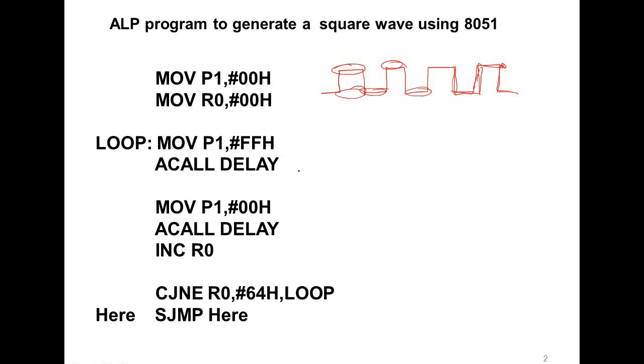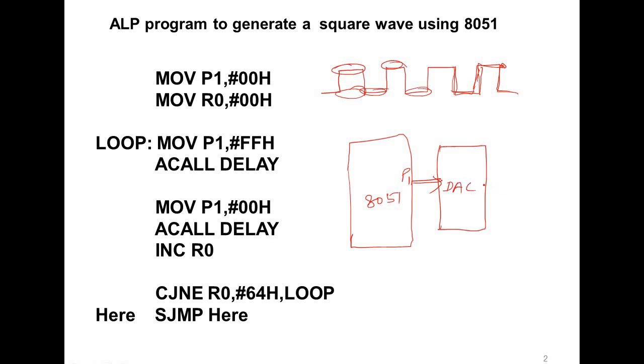First of all, we need to connect the DAC with the 8051. Which port can we choose? Any port, our wish. I am choosing port 1 here. In the program, I have taken port 1. So here is the output we are going to get, a square wave like this.